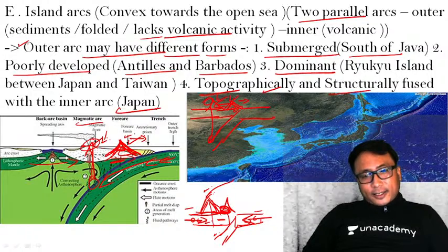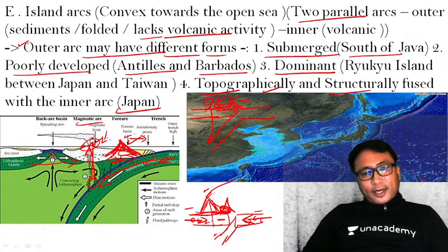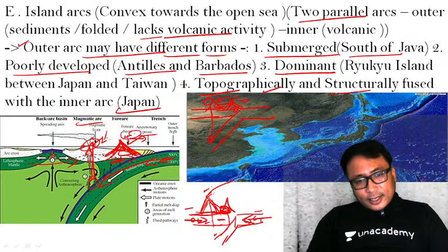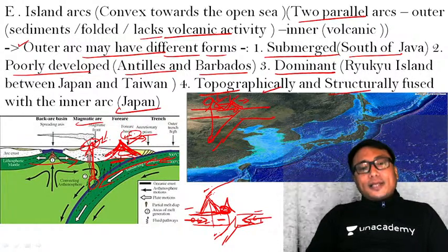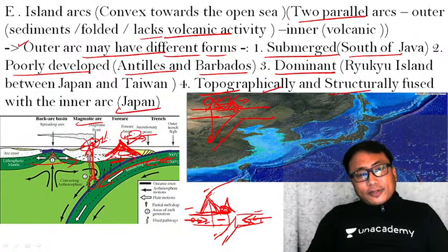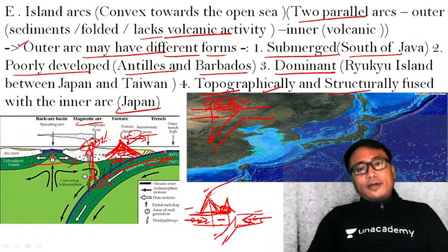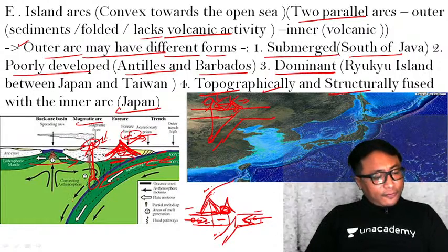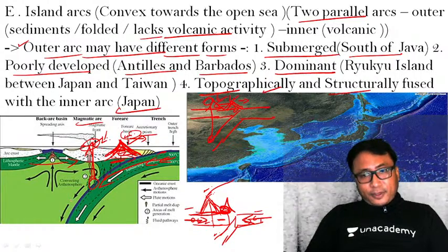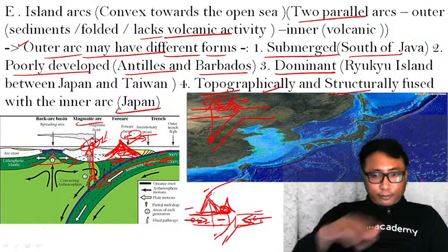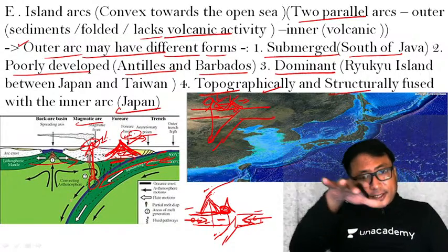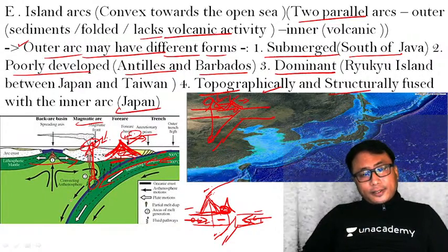The island arc is mainly composed of two parallel arcs. One is of course because of the volcanic activity. The other one, which is known as the outer island arc, is because of compression and the folding of the sediments which was over this particular oceanic crust. And the outer arc is having different forms. We have seen one by one. Submerged one, it may be submerged. You may not be able to see now, but it is there, but it is submerged below the water.